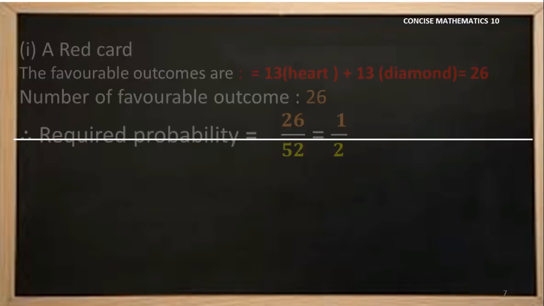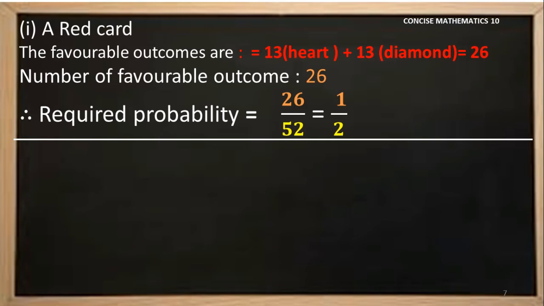I hope you remember the chart. Out of 52 cards, we have 26 red and 26 black cards. Hence 13 plus 13. 13 are hearts which are red in color and 13 cards are of diamond which are also red in color. So in a pack of 52 cards, there are 26 red cards and 26 black cards. Hence the probability is 26 by 52. Its value is equal to 1 by 2.